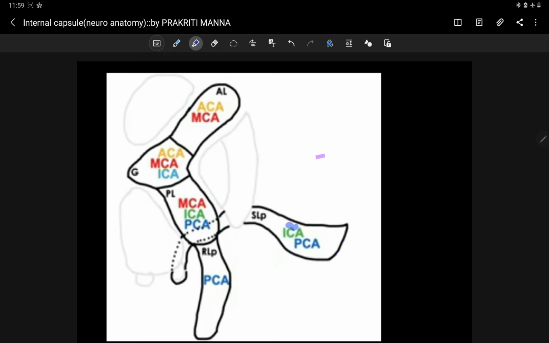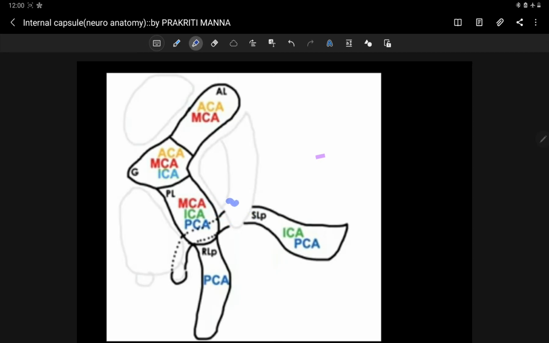This ICA is actually the anterior choroidal artery, a branch of the internal carotid artery. The ICA gives a branch called the anterior choroidal artery, which supplies this portion. Now coming to the posterior limb, PCA is common here. You can see PCA is also here, and ICA is also here.